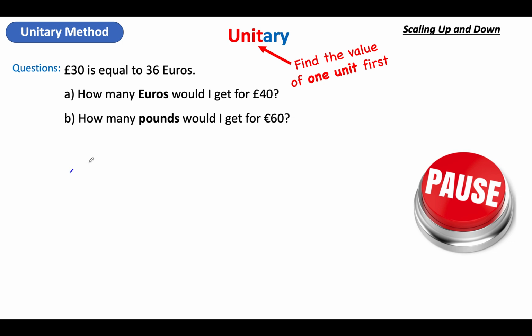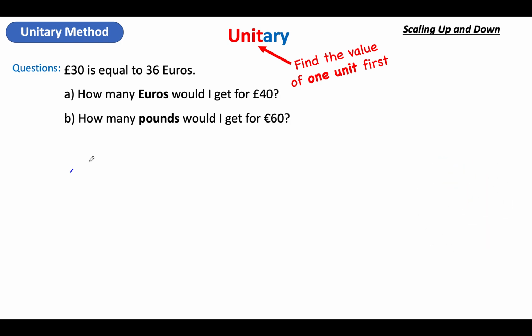Okay, we've unpaused the video. Let's do this. So how many euros would I get for £40? So I'm going to take £30 and scale it up to 40. So it's the £30 that does the scaling. We'll go from 30 down to 1, back up to 40. How do I go from 30 to 1? Well, you divide by itself. How do I go from £1 up to 40? Well, you times by the 40.